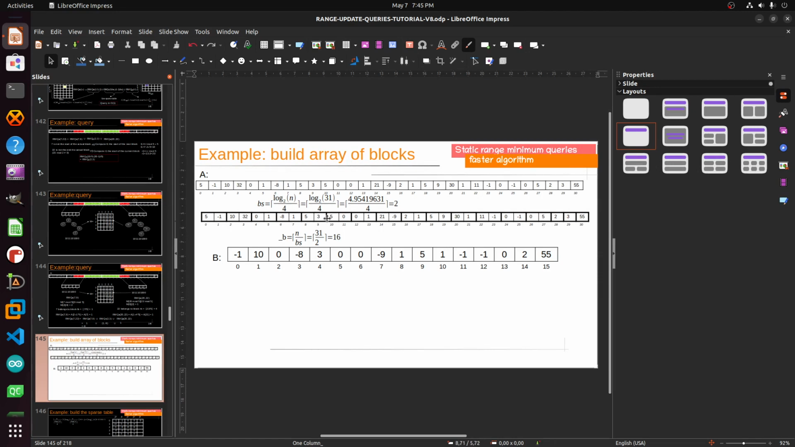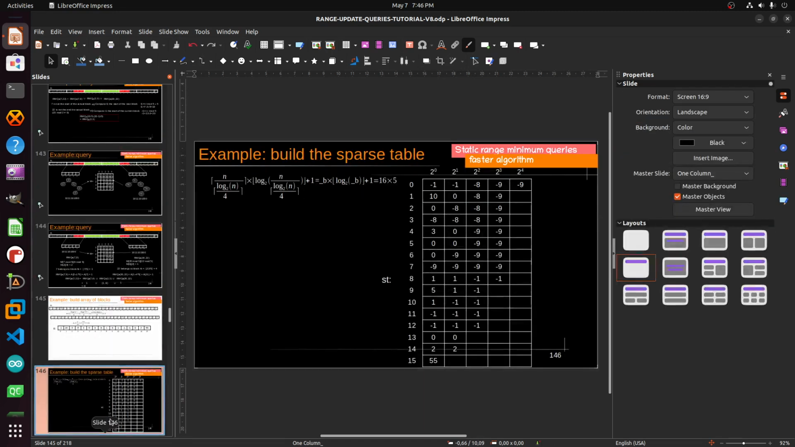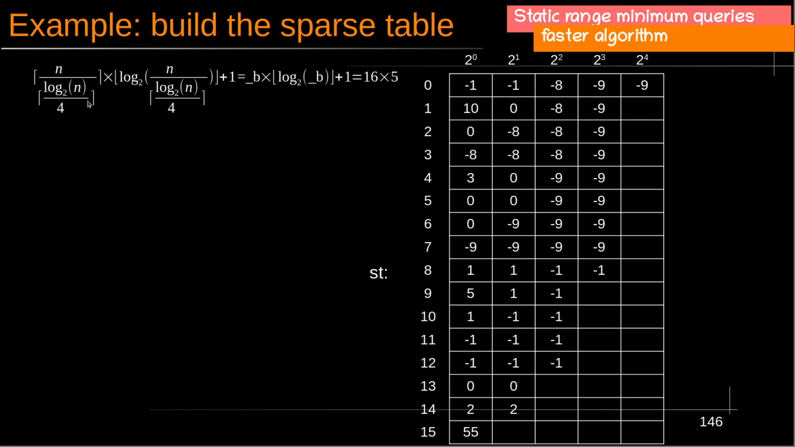So log base 2 of 31 is 4.95 etc., over 4, and the ceiling is equal to 2. So the block size is equal to 2 here. The size of the array B will be n over bs, the ceiling of 31 over 2, so 16, from 0 to 15. Now to build this sparse table, we use the same formula. I have computed all this, so it is 16 times 5: 16 is the size of the array of blocks B, times the floor of log base 2 of the size of the array of blocks plus 1, which gives me the sparse table of this.